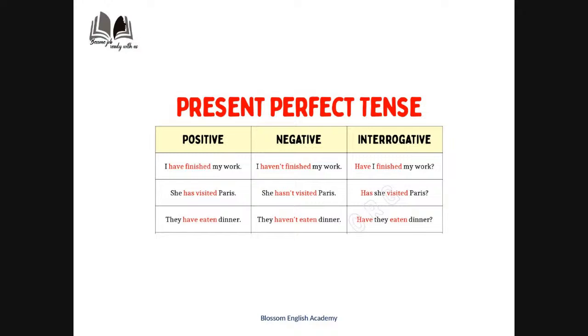And for interrogative sentences, again, it's quite simple. We have already seen this in our present continuous tense, where you just have to swap places of am, is, are, or was, were in front of your subject. The same happens here, but here you will not be using am, is, are, was, were. Instead, you would have your have or has as your questioning word. So, have I finished my work? Has she visited Paris? Have they eaten dinner?